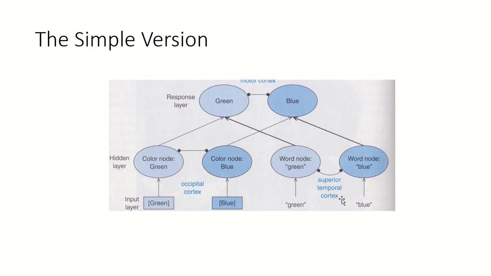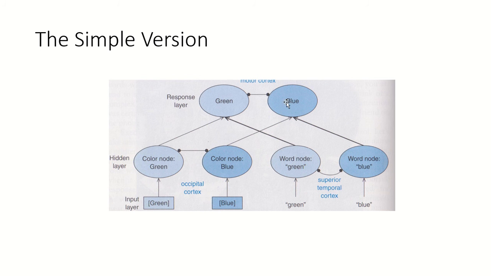We also have the word nodes, which we find in the temporal cortex, because that's where language is being processed. And there we have, let's say, one word node that corresponds to green. Whenever it sees the word green, it starts firing and tells the response layer, hey, you should say green, green, green. And again, there's lateral inhibition to the word node for blue. If the word blue is spelled, blue starts firing and starts screaming at the response layer to say blue, blue, blue.